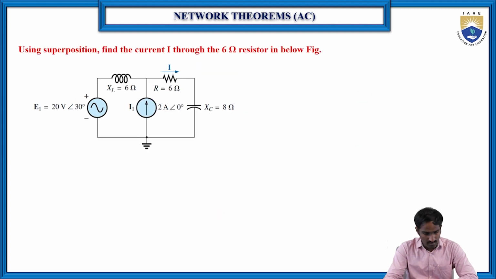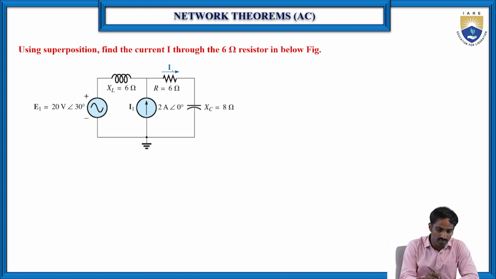Now, let us discuss another problem with the superposition theorem. Unlike in the previous case, where two voltage sources were there, now in this case one current source and one voltage source is there. So here, by using the superposition theorem, we have to find the current flowing through the 6 ohms resistor, R.